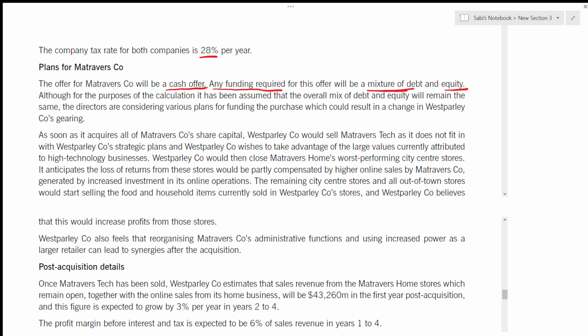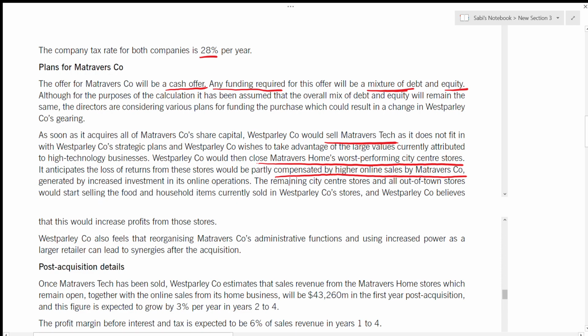Where have I been? Okay, so Westphal would then close the Matt Raver Home's worst performing city center stores. So first they will sell, close Matt Raver's worst performing city center stores. It anticipates the loss of returns from the stores would be partly compensated by high online sales by Matt Raver Online, generated by increased investment in its online operation. So they are also going to increase the online operation. And the remaining city center stores and all of the out of town stores would start selling food and household items.